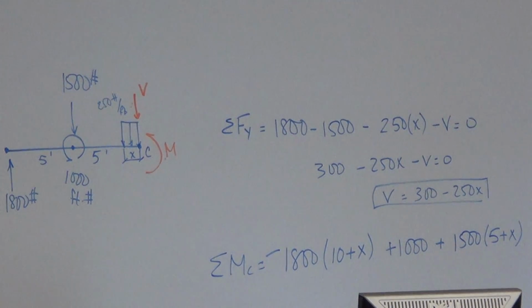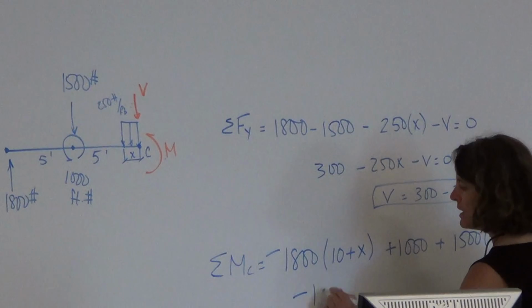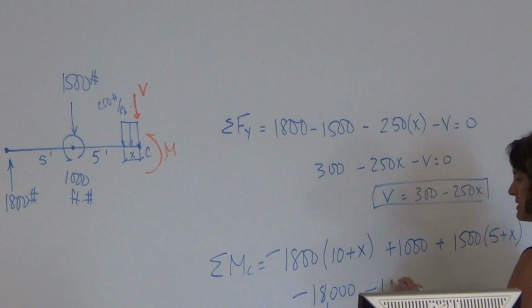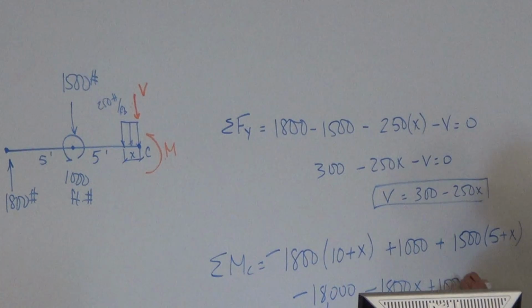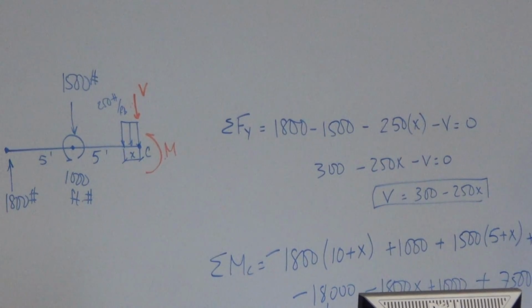And plus M. Right, so that's negative 18,000 minus 1,800x plus 1,000 plus 1,500 times 5 is 7,500 plus 1,500x. Oh, I forgot to put the positive. Is this positive or negative? Positive. Minus 125 x squared plus M equals 0. And what does M turn out to be? Somebody, Haley, could you read it to me on that sheet? Negative 125 x squared plus 300x plus 900.